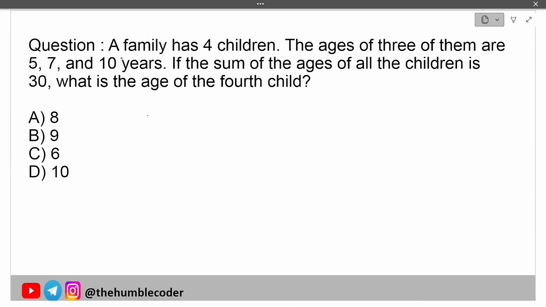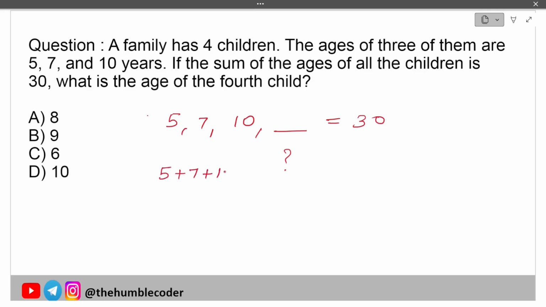We have the question: a family has 4 children. The ages of 3 of them are 5, 7 and 10. Okay, so let's note down the ages 5, 7 and 10. If the sum of the ages of all the children is 30, what is the age of the 4th child? This is a straightforward and easy question. The ages of 3 of them are given, the 4th one is not given, and we are asked to find the age of the 4th one. But we are also given a hint that the sum of their ages is 30.